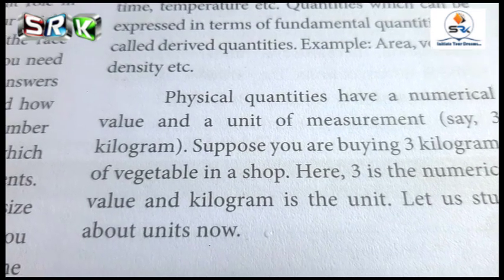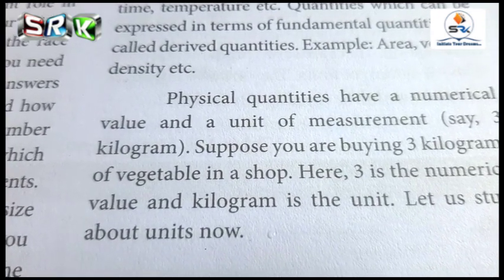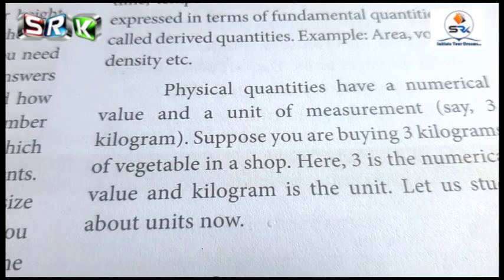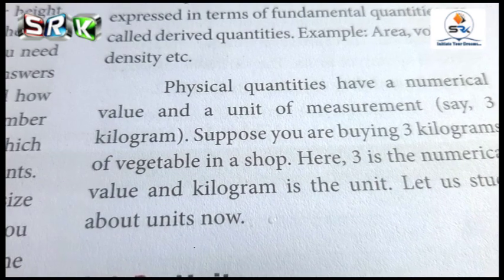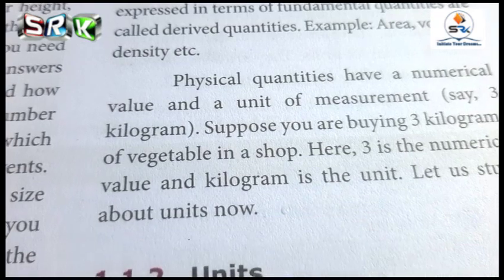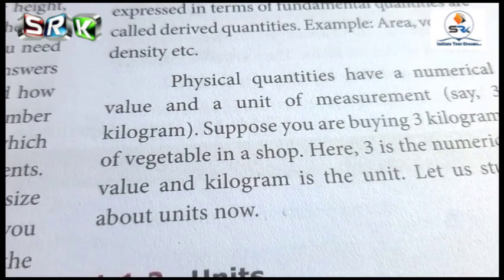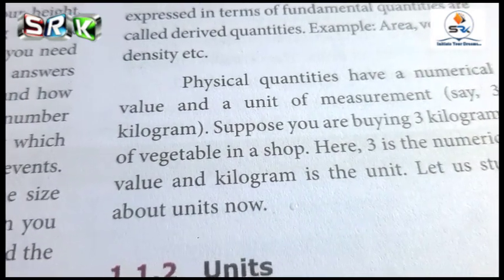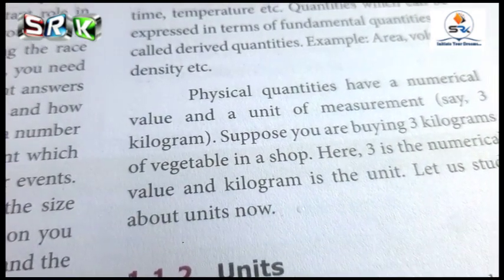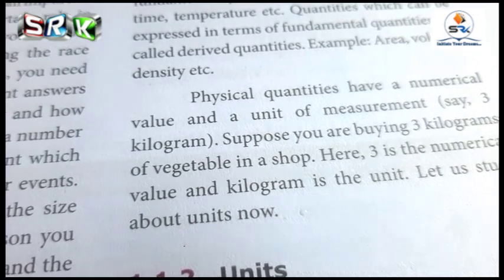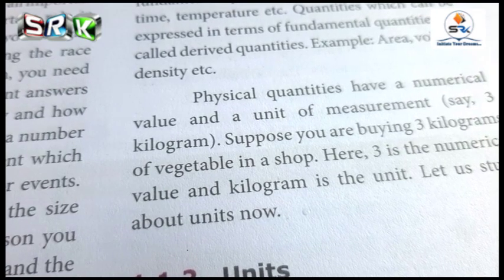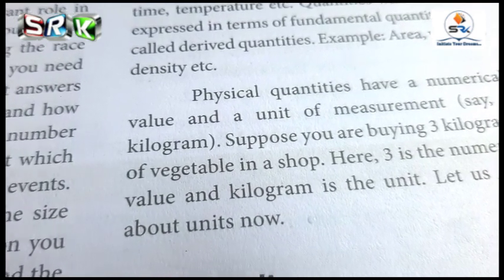Before that, today we have seen physical quantities. What are physical quantities? Physical quantities that can be measured can be classified into two categories, that is fundamental quantities and derived quantities. Quantities which cannot be expressed in terms of other physical quantities are called fundamental quantities. Example, length, time, temperature, etc. Quantities which can be expressed in terms of fundamental quantities are derived quantities. Example, area, volume, density, etc.